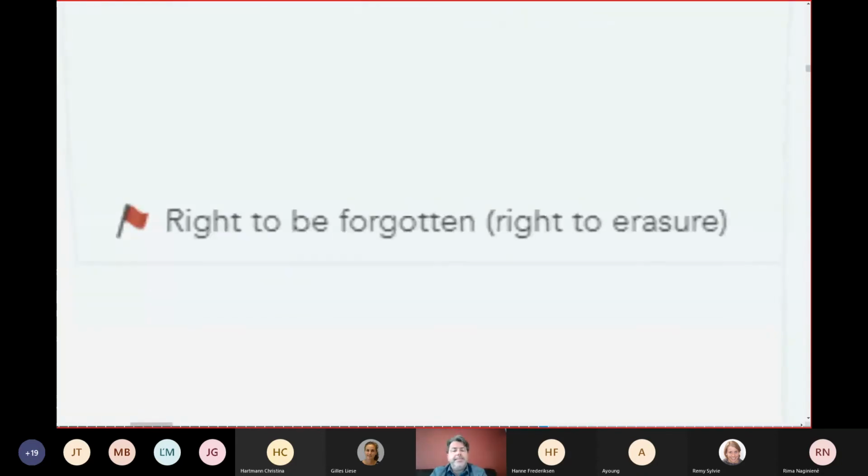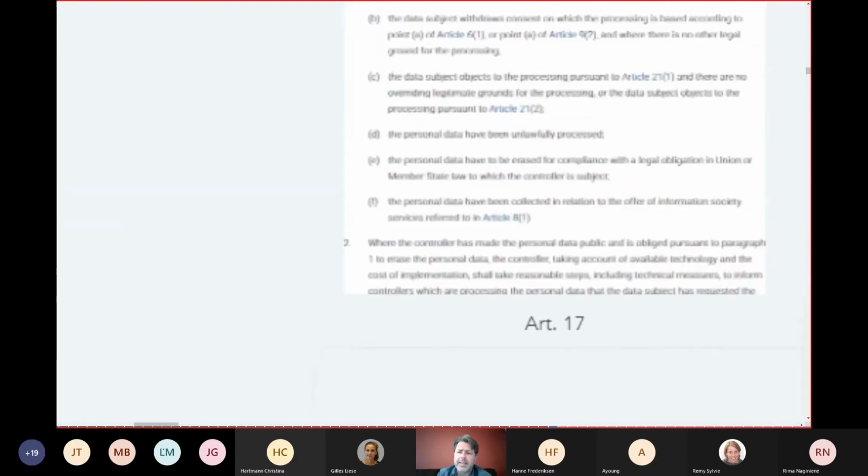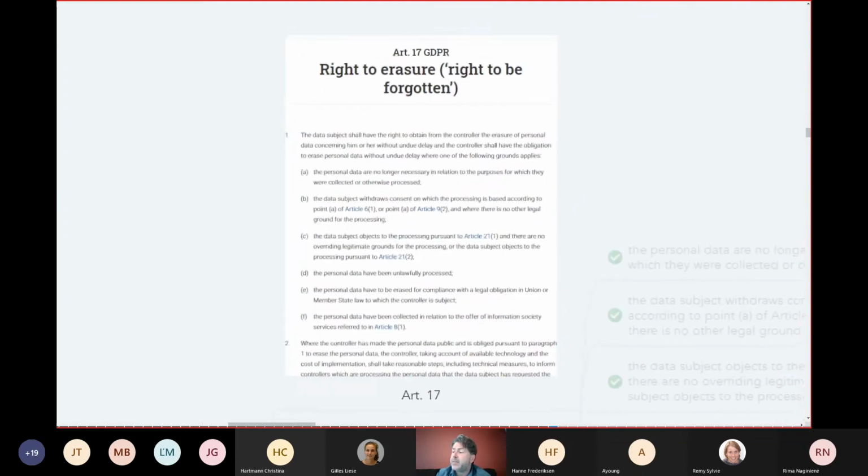So there is also the right to be forgotten, and that's probably the one that you are most familiar with, the right to erasure. It's one of the basic principles behind the GDPR, actually. But there is a big confusion, because the right to be forgotten is far from an absolute right. It's definitely not an absolute right.